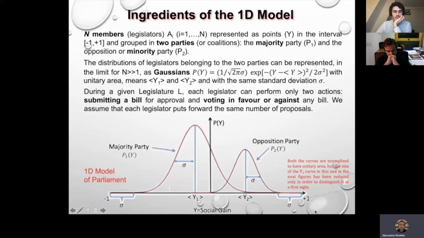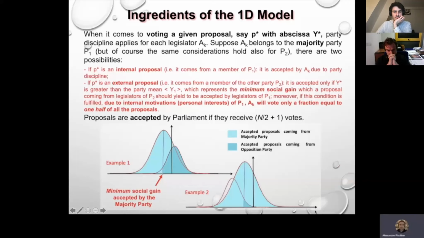When a certain legislator belonging, for example, to the majority party has to vote a given proposal P star with abscissa y star, we must consider the following two possible situations. If P star is an internal proposal coming from another member of the majority party, it is always accepted by the legislator due to party discipline. If P star is an external proposal coming from a member of the opposition party, it is accepted only if y star is greater than the party mean, which represents, this is important, the minimum social gain that the proposal should ensure to be accepted by legislators of the majority party. Moreover, if this condition is fulfilled, due to internal motivation or personal interest, the legislator will vote only 1/2 of all the proposals. That is, he will vote for them with a probability of 0.5.